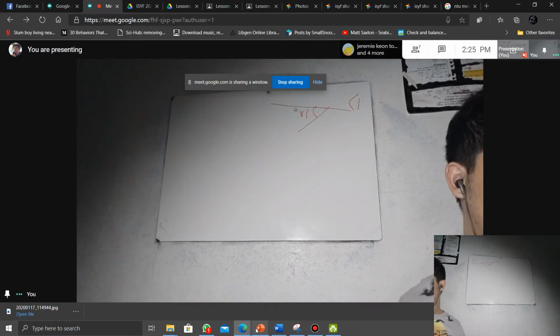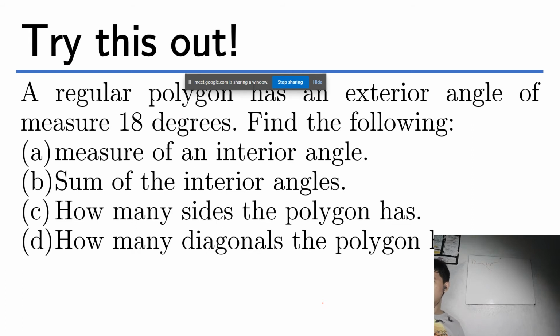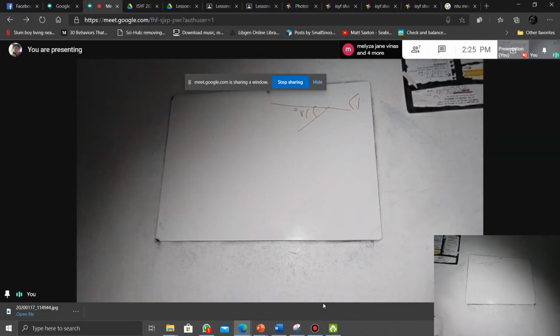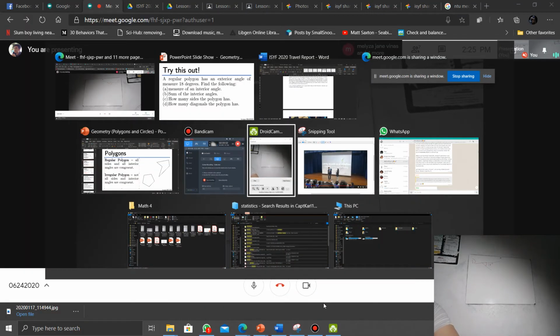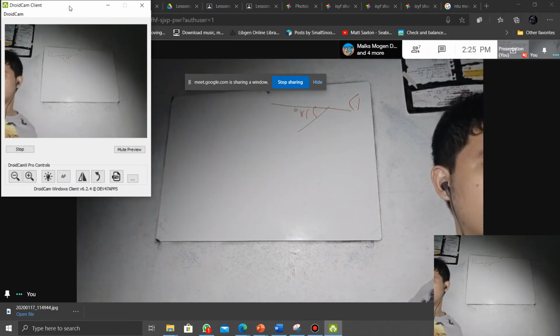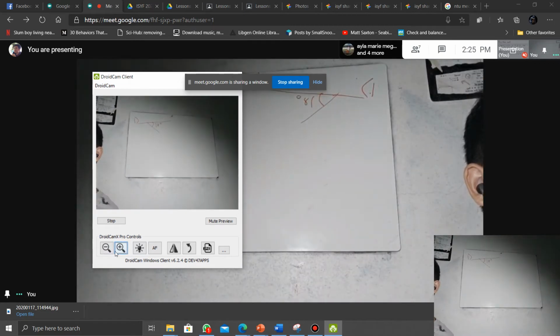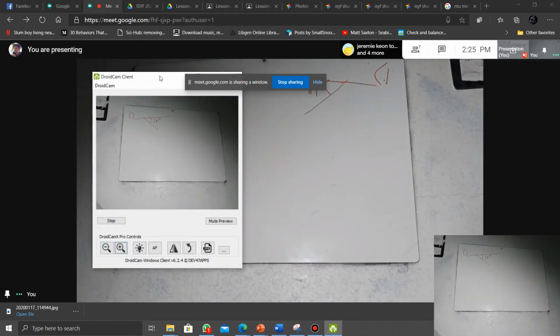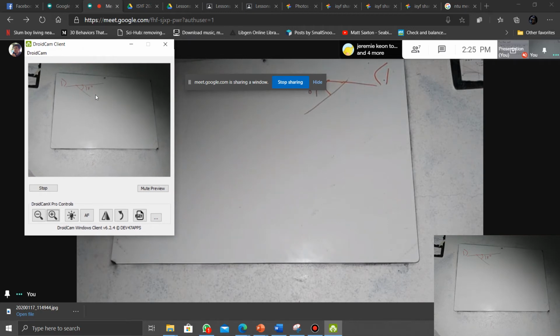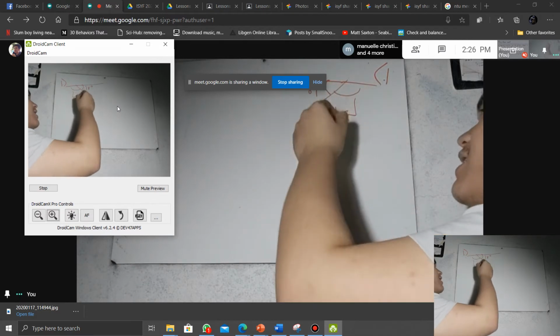Ito, look at the whiteboard na lang, no? Measure of an interior angle. So, measure of interior angle as long as, teka, yan. So, as long as, di ba, exterior angle ito. So, ayun na, interior angle, 162 degrees.